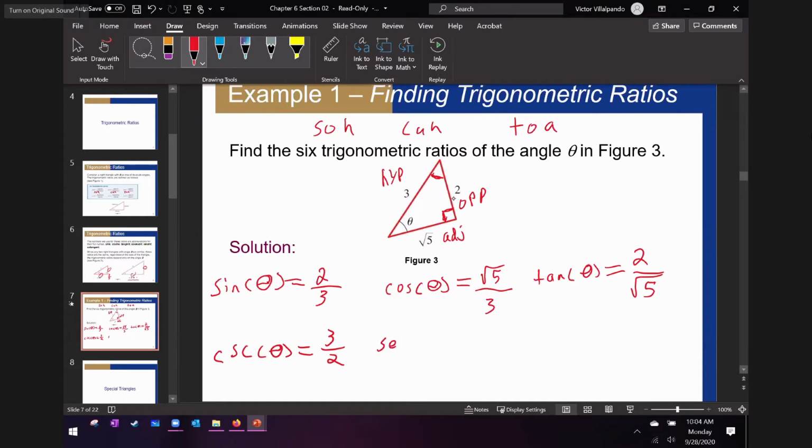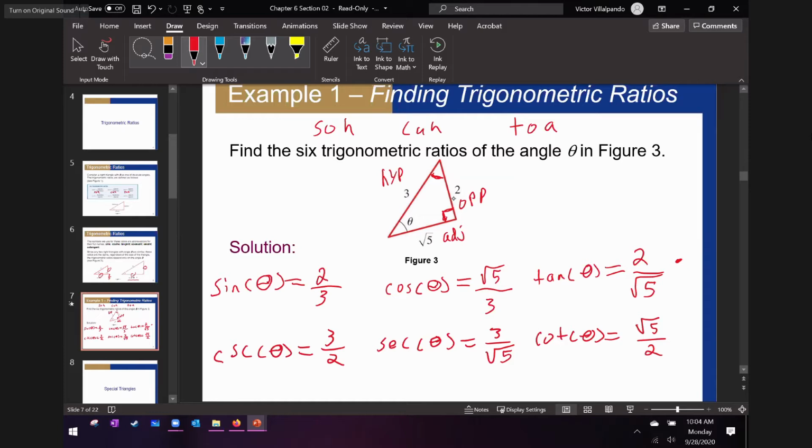So secant is the reciprocal of cosine. Try not to get confused when you take the reciprocal of cosine. Don't think cosecant. Reciprocal of cosine is secant. Let's take the reciprocal. We get 3 over square root 5. And last, we get cotangent. Take the reciprocal, flip the fraction we have up here. We get square root 5 over 2.